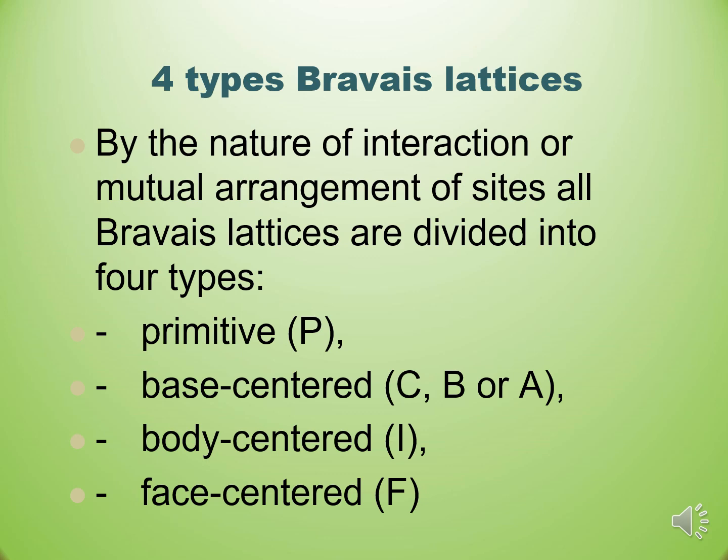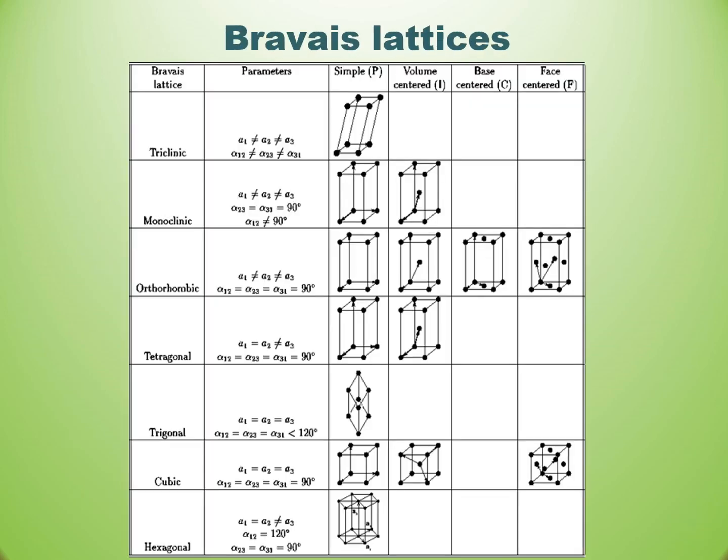In a primitive cell, all lattice sites are located only at the corners, and complex cells have more sites. Base-centered may be B, maybe A. It depends on the face. And the last type, face-centered, has sites at the center of each face, here and here.